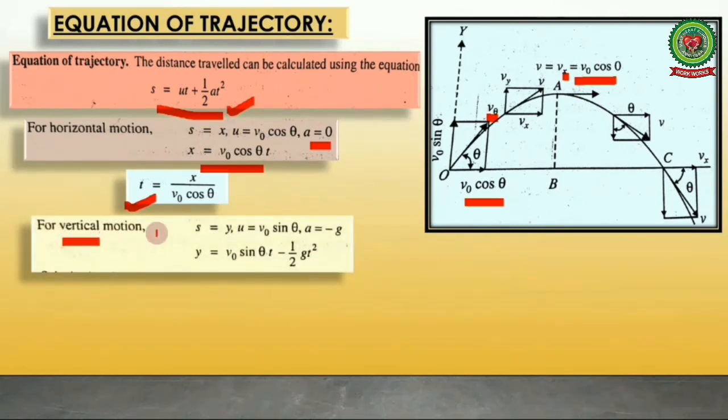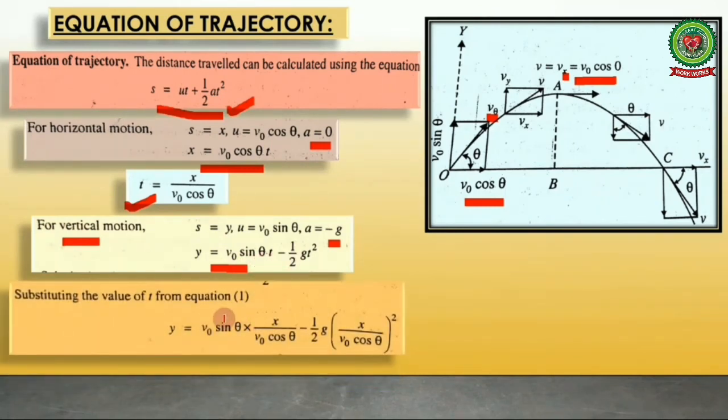Now for vertical motion, s is equal to y. So at the same time the body covers a distance y vertically, and u is equal to V naught sin theta for the vertical motion, and a is equal to minus g. Putting these values again in the equation s is equal to ut plus half at square, we got y is equal to V naught sin theta t minus half gt square. Now substituting this value of t in this equation, we got V naught sin theta as it is. In place of t we got x upon V naught cos theta, minus half g, and again in place of t we got (x upon V naught cos theta) square.